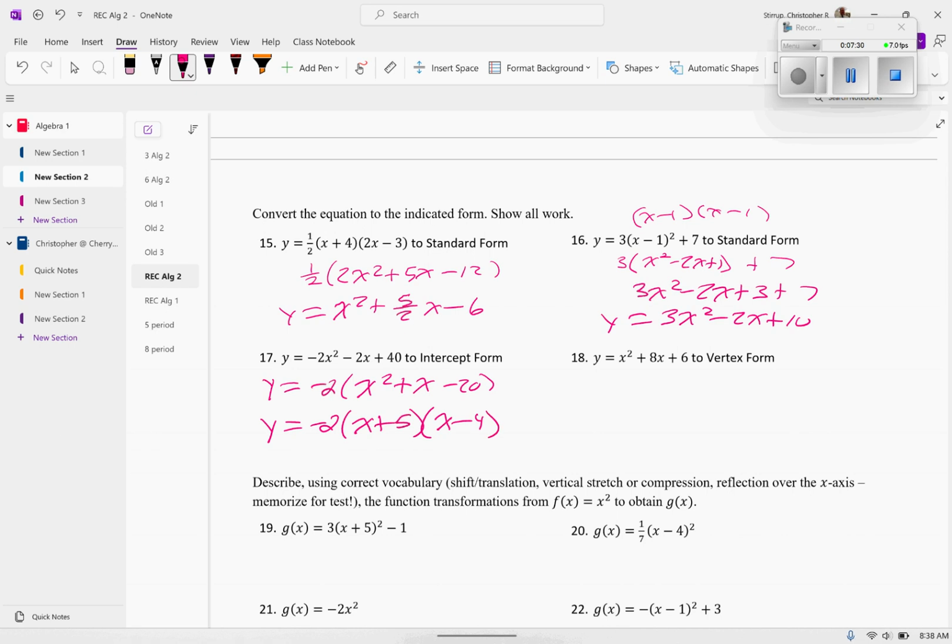And if I want to put this in vertex form, remember we were working on this the other day. So half of 8 is 4. And 4 squared is 16. If I add 16, I'll subtract 16. So this is our perfect square. And that's going to give me negative 10. There's our vertex form.